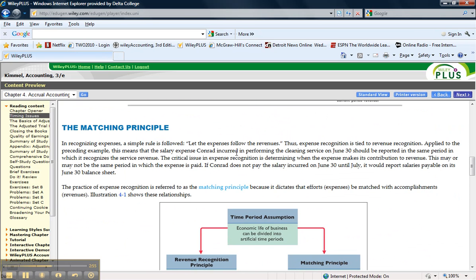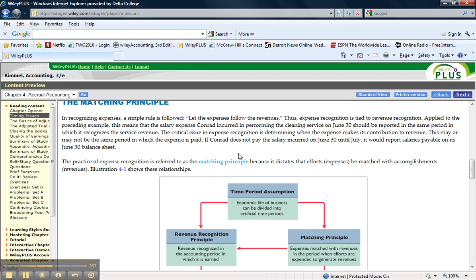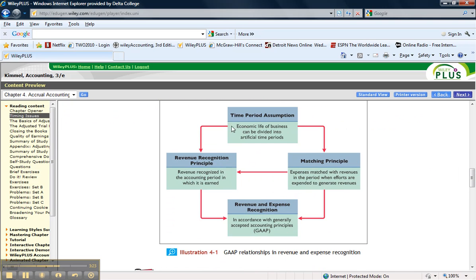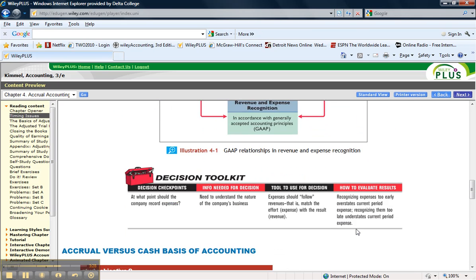The matching principle is all about expense recognition. When do you record expenses? The matching principle says you record expenses when you incur them. The book also talks about expenses following revenue. So costs you have to incur in order to make revenue should be recorded or recognized when you incur them, not when cash is paid. There's a little diagram kind of explaining that along with the time period assumption.